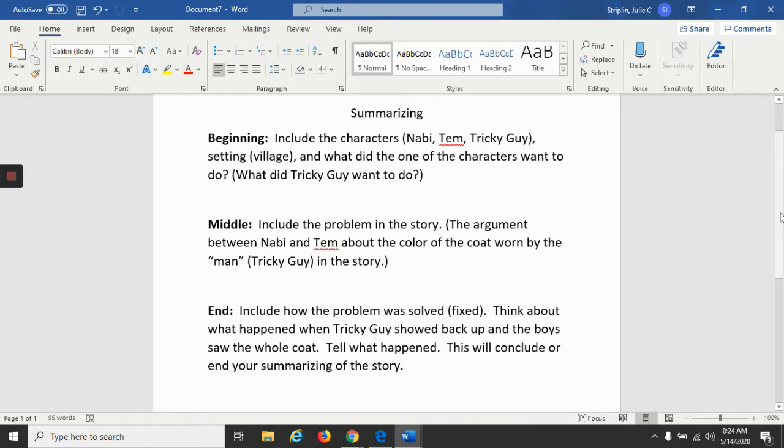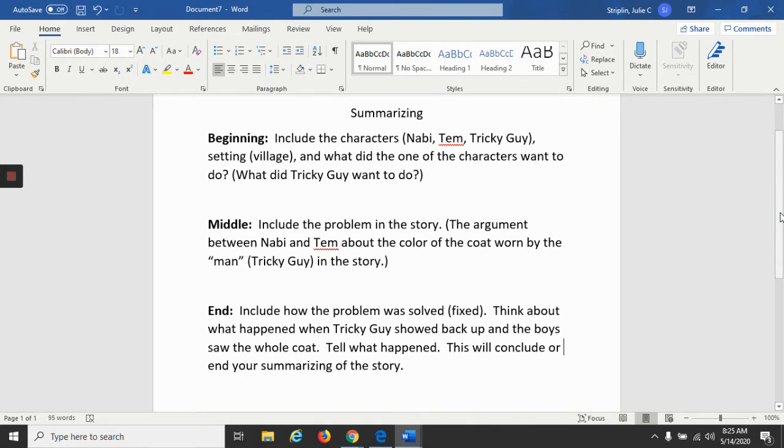So listen carefully. So when you tell about the beginning, boys and girls, you are going to include the characters. You're going to introduce them, because if you just start talking about they did this and they did that, well, we're not going to know who they are. So when you tell about the beginning of the story, always include the characters. And so our characters are Naby, Tim, and Tricky Guy. You should also include the setting. And of course, we know where the setting is. We talked about that yesterday. The setting is in a village.